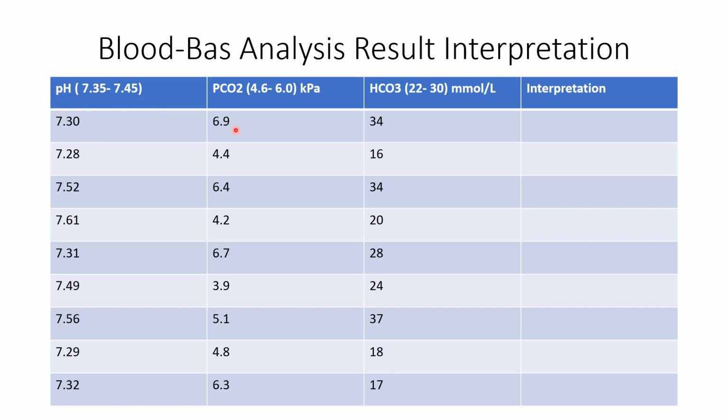Now, going over to the metabolic component, the value of bicarbonate in this patient is 34, which is high and is alkalotic, meaning that the patient has metabolic alkalosis. So the interpretation for this result will be a primary respiratory acidosis, which is compensated by a metabolic alkalosis. So the interpretation is respiratory acidosis compensated with metabolic alkalosis.